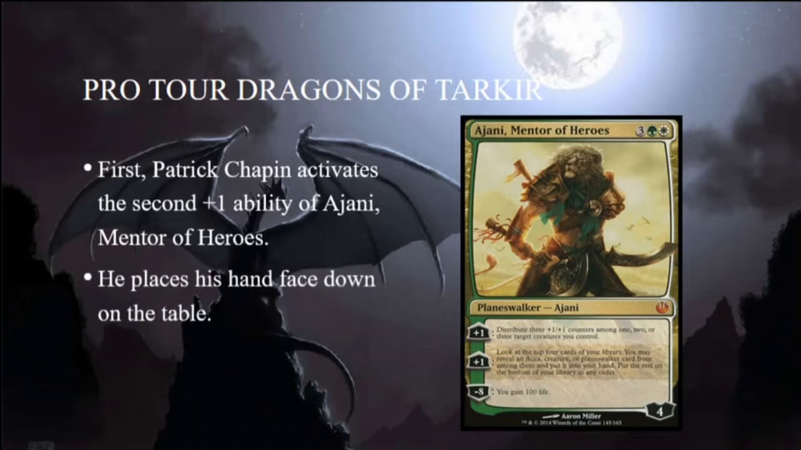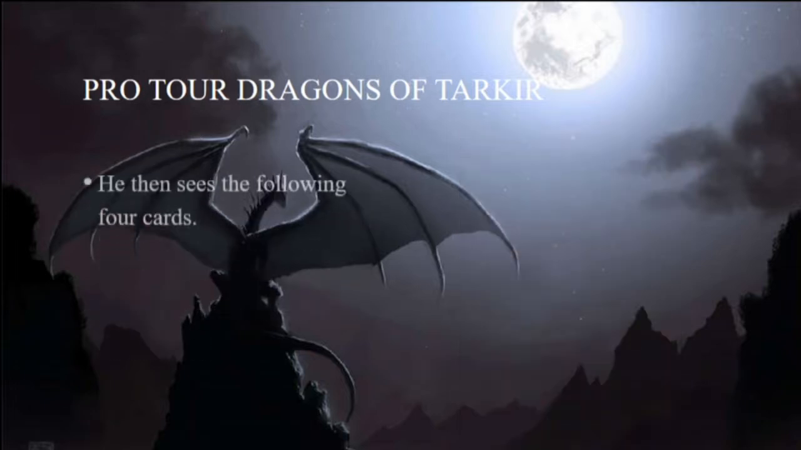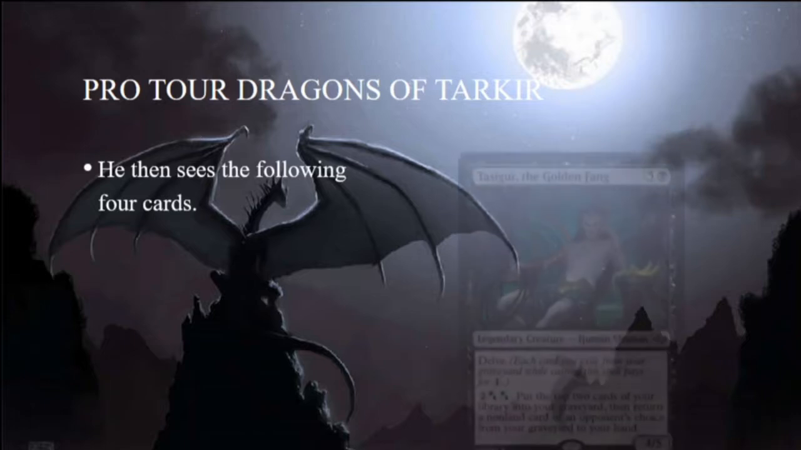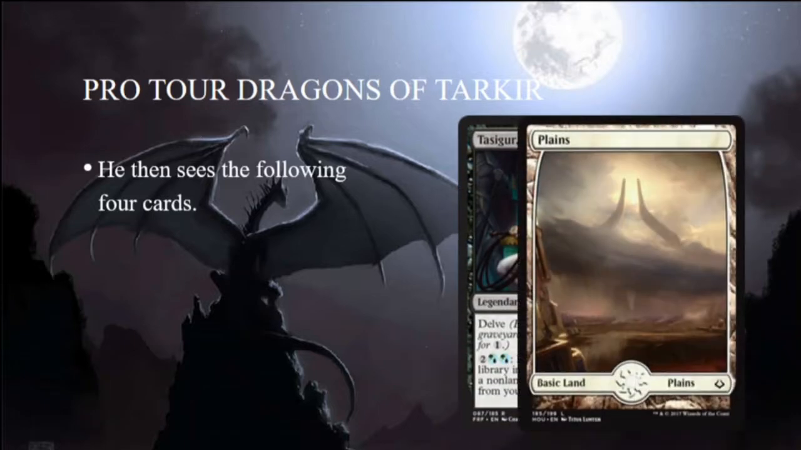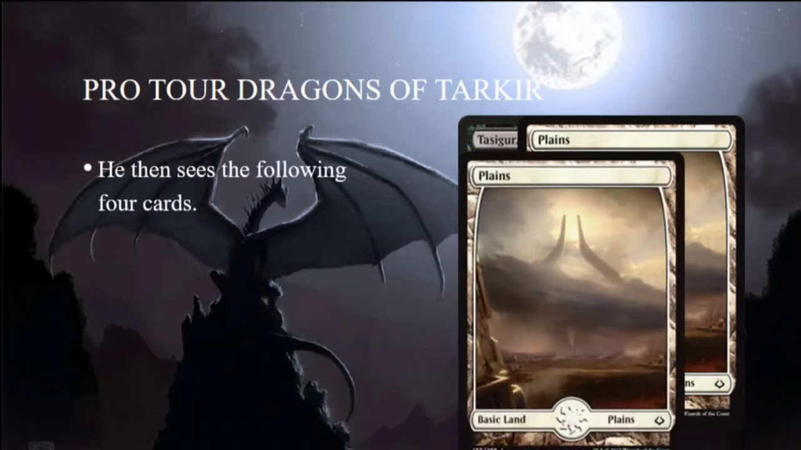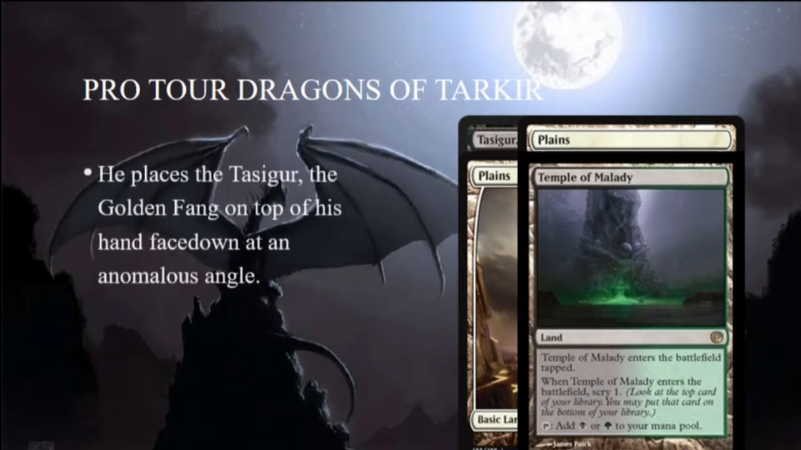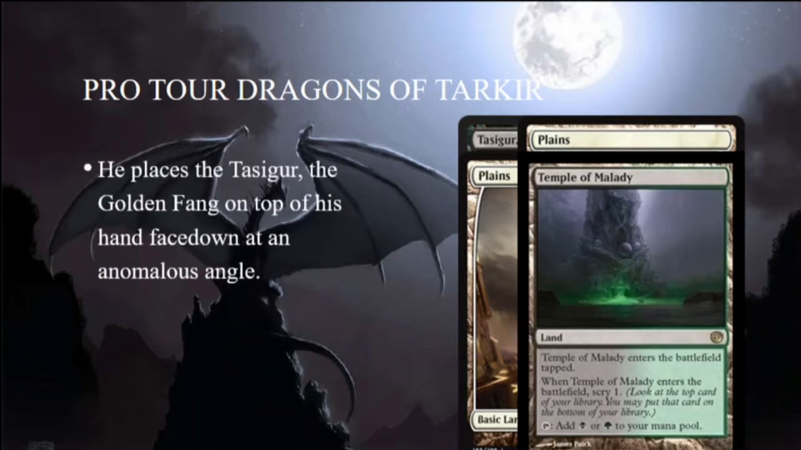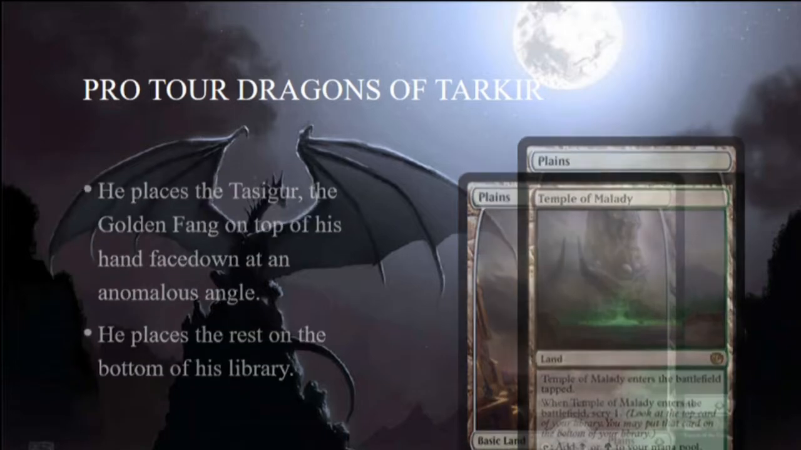He places his hand face down on the table. From there, he sees the following 4 cards. Tasigur, the Golden Fang. Plains. Temple Malady. He places the Tasigur face down at an anomalous angle. It's actually almost a 90-degree angle when you go back and you look at it. He places the rest at the bottom of his library.